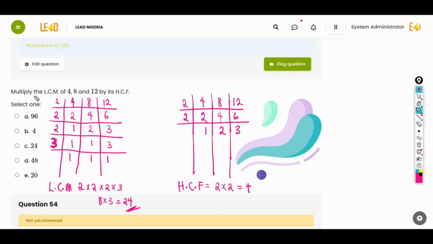Okay, so the question says multiply the LCM of 4, 8, and 12 by the HCF. So the LCM is 24. We need to multiply that by 4. 24 times 4. 4 times 4 is 16. Put 1 up. 4 times 2 is 8 plus 1, that gives 9. All right, so the answer is 96.